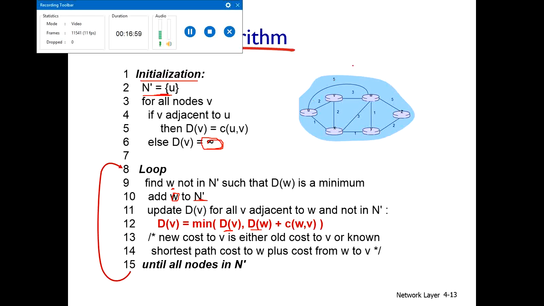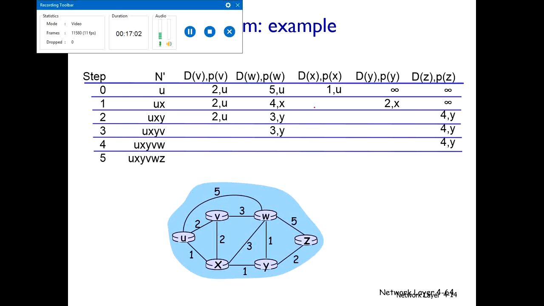So let's just talk about this algorithm. This is the way you are going to solve these questions. Step, N', which will consist all the nodes. We will start from the source to the destination. For example, in this we want to find the minimum cost from u to z. In this case, it will actually find the minimum cost path from u to all other nodes also. So first of all, we will add over here all the nodes and their paths: D(v), p(v), D(w), p(w), D(x), p(x), D(y), p(y), D(z), p(z). This is how we will start with the notations.